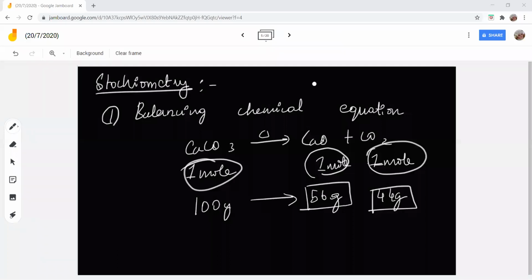Ma'am, are STP and NTP the same? No. STP means standard temperature and pressure; NTP means normal temperature and pressure. Normal pressure and standard pressure are both one atmosphere only. But standard temperature we take as 273 Kelvin. Normal temperature will be room temperature, 25 degrees Celsius, that is 298 Kelvin. Normal temperature pressure, we also state it as standard ambient temperature.